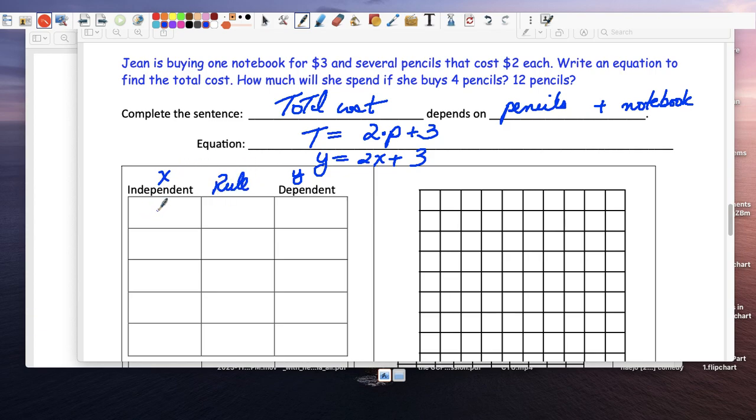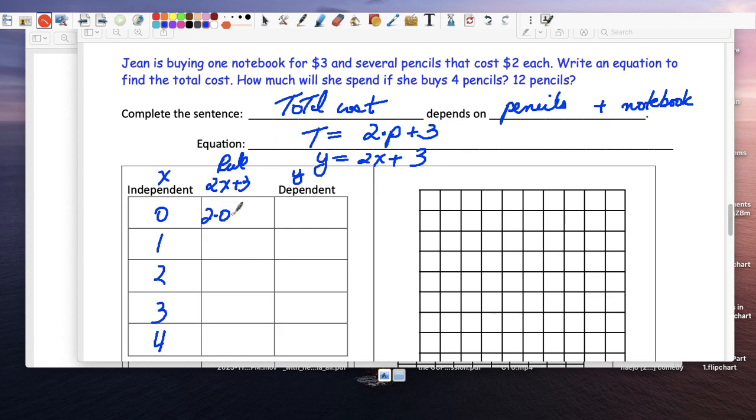So let's just write 0, 1, 2, 3, 4. I'll use that. And then, sorry, the rule is literally what's happening to my x values: multiplied by 2 and then add 3. And then we're going to get our output, y.